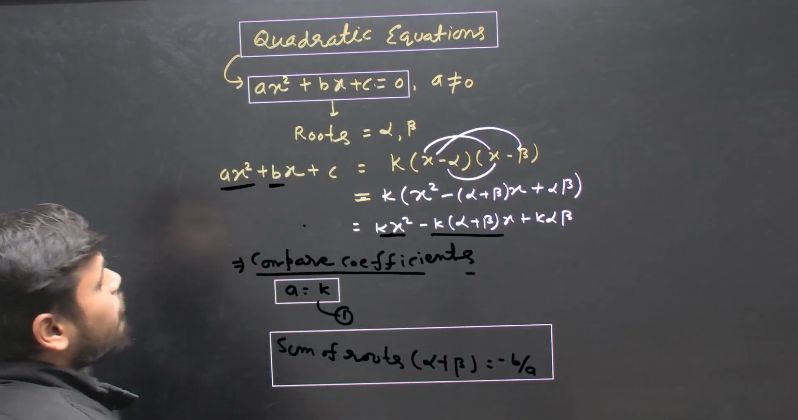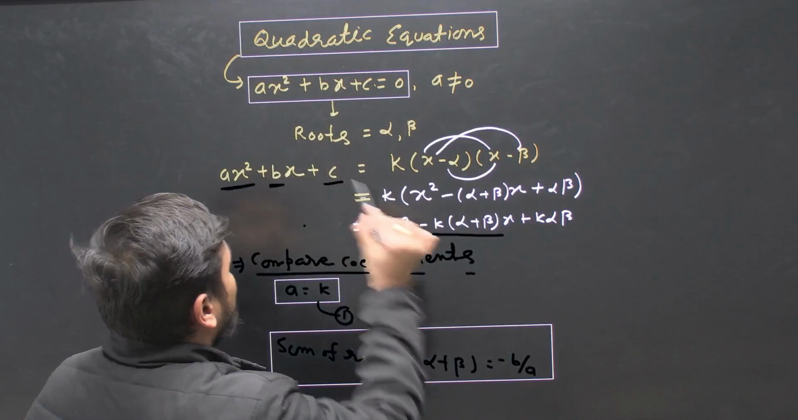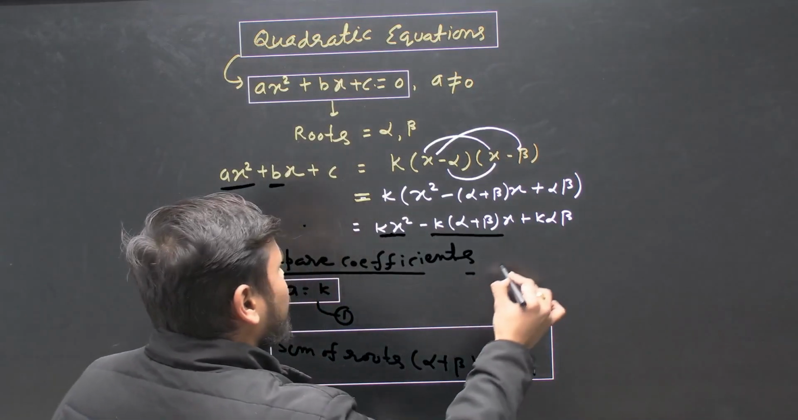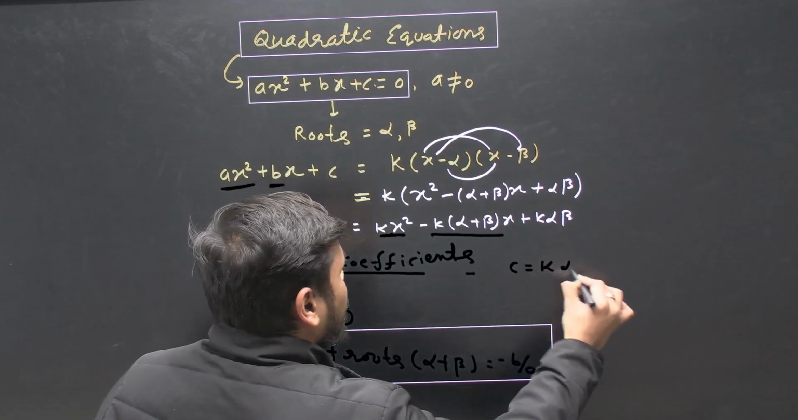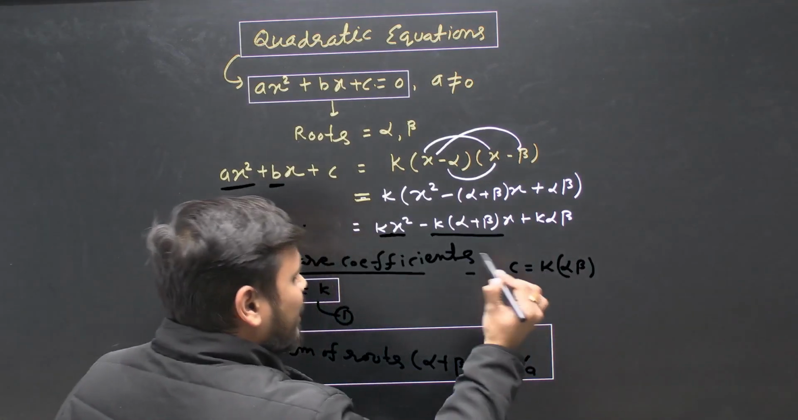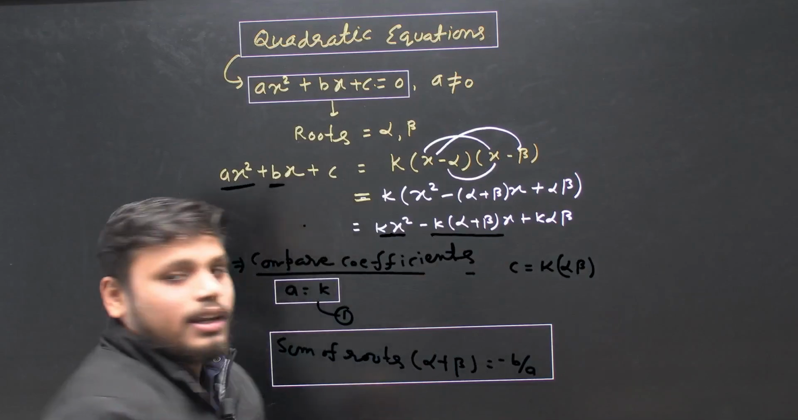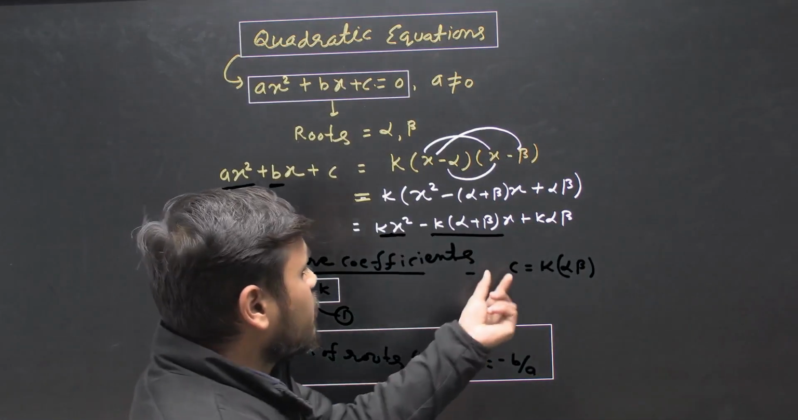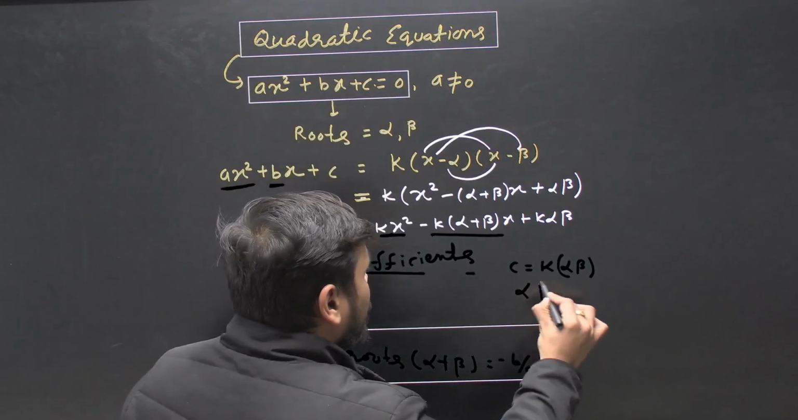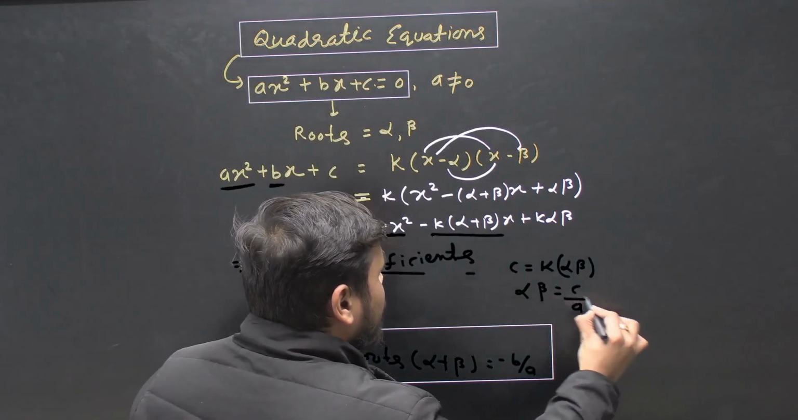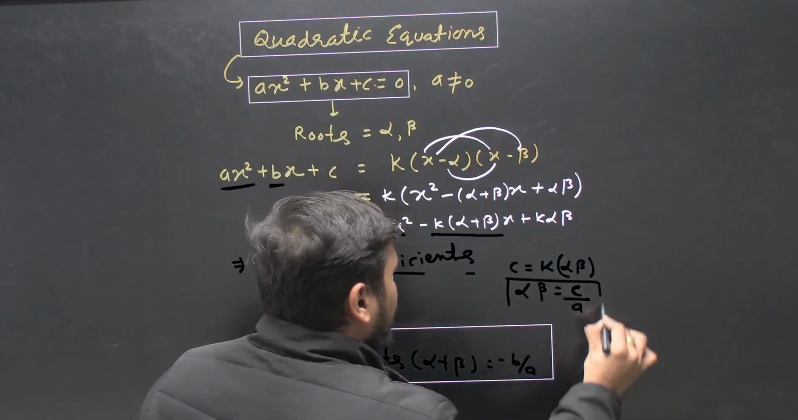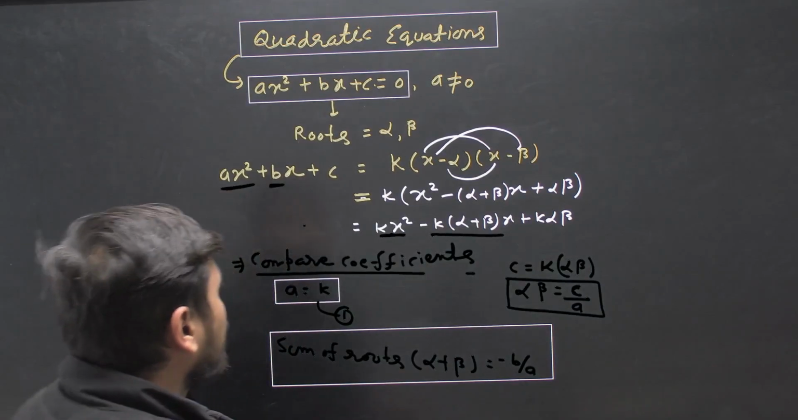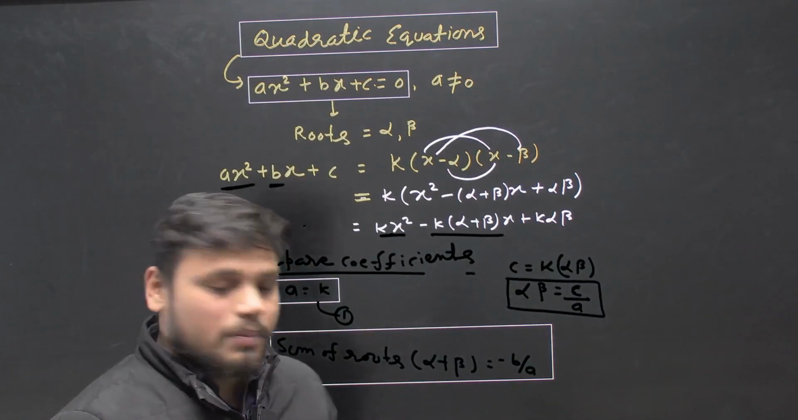Yes, now we are left with the constant part. So compare the constant part. So c should be equal to k times alpha beta. If we bring k here, it will become c upon k, and we have already got that k is equal to a. So we can say it is c upon a. So alpha into beta equal to c upon a. And this is the formula for product of roots, right? So the product of roots is c upon a. So these are important results which you are supposed to keep in your mind.